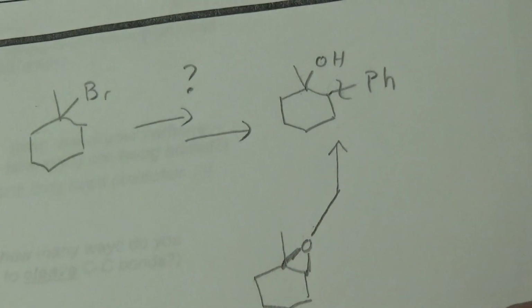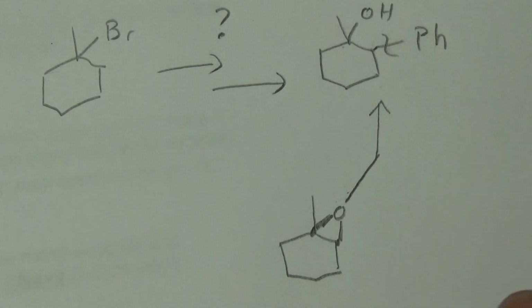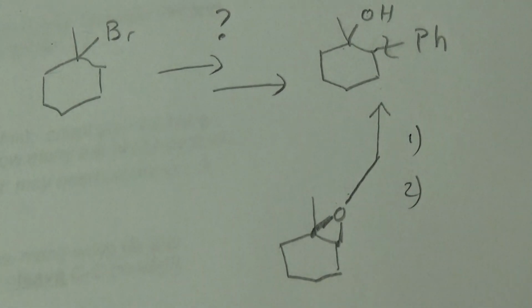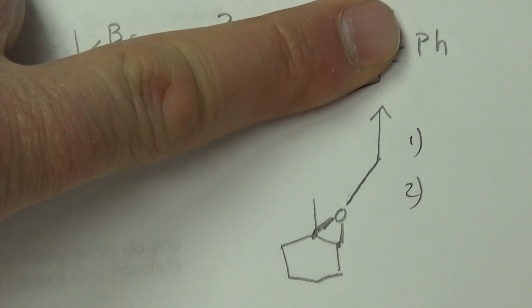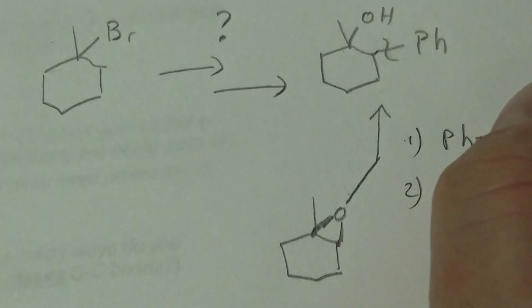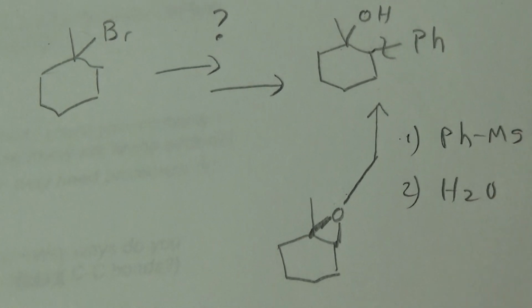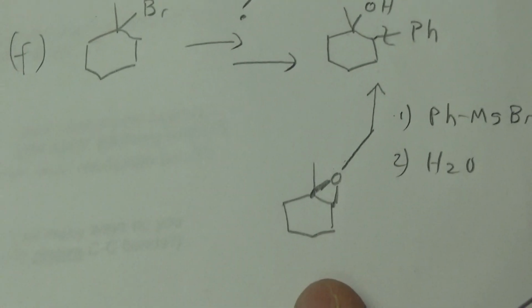There you go. There's our nice epoxide. And what would we add as a Grignard? Well, it would be that. But as a Grignard, it's a benzene, phenyl Grignard. So phenyl MgBr, then H2O. Alright. Cool. That would be the nice last step of this synthesis.